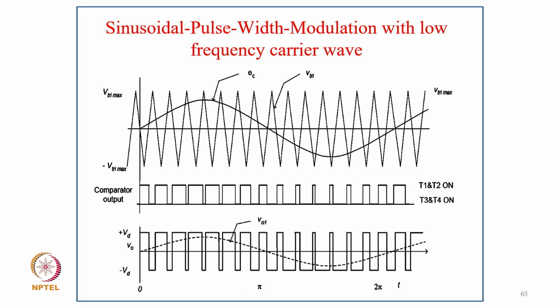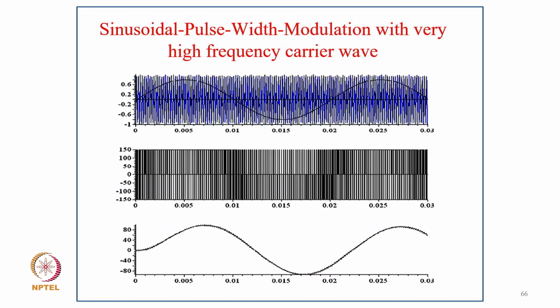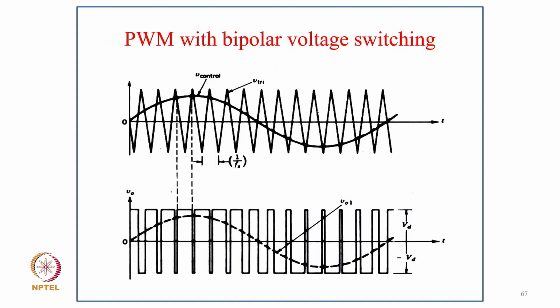And this is typically sampled with a low frequency carrier wave, showing clearly the comparator output, the gating signal, and the output voltage. And this is sampled pulse modulation with a high frequency carrier wave, and how typically your output PWM voltage and the load current vary. And now coming to PWM with bipolar voltage, you can see how the fundamental and the plus minus voltage vary.